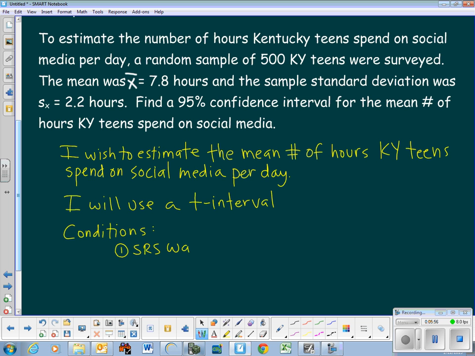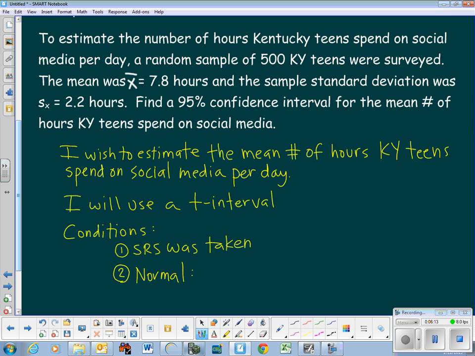It told me in the question that the sample was an SRS. All right, if it says it in the question, take it for granted. I don't know how they got their random sample, but they did it. Fair enough. Normal.